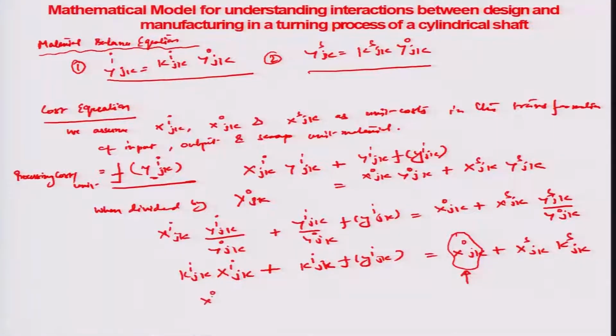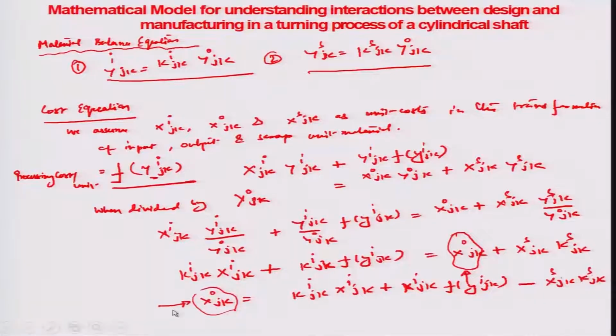So, I should be able to get an output price x0jk by looking at the other part of the algorithm here, kijk times f yijk minus xsjk times ksjk. So, I would now have a comparative of costs between different processes and different specifications that we were to use in order to choose one which would be operational at optimum cost.